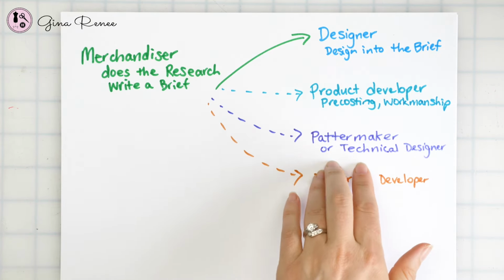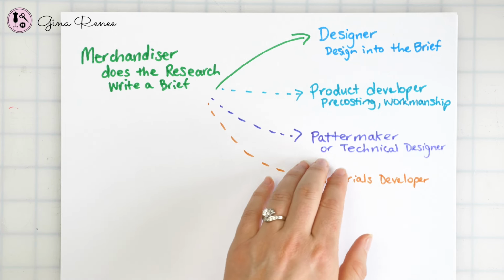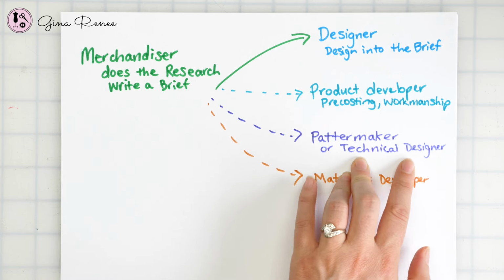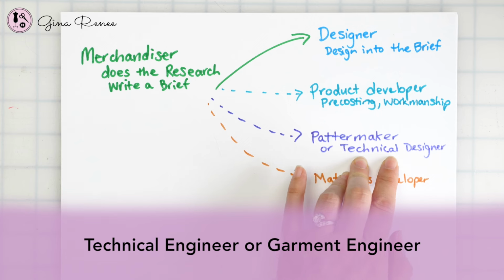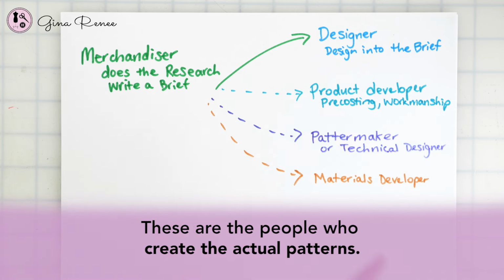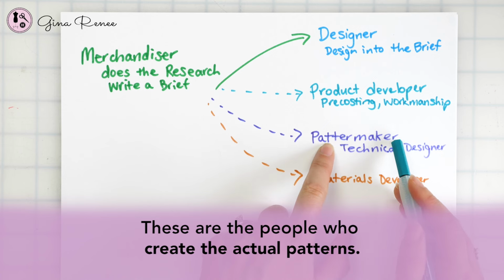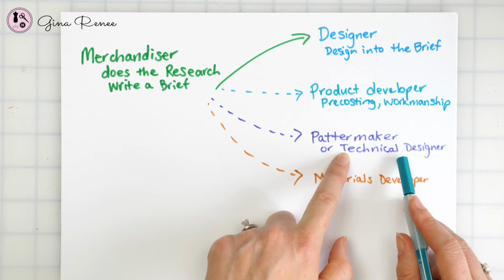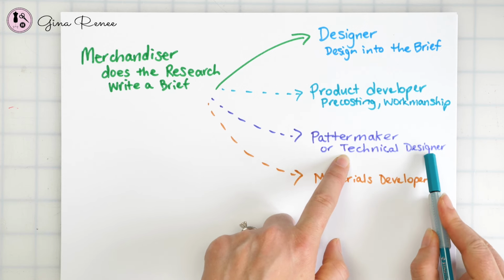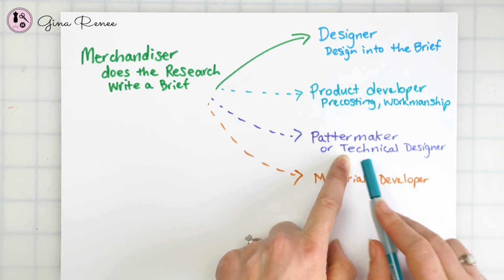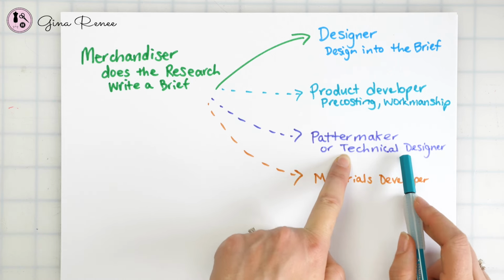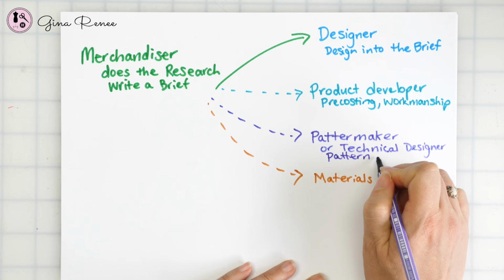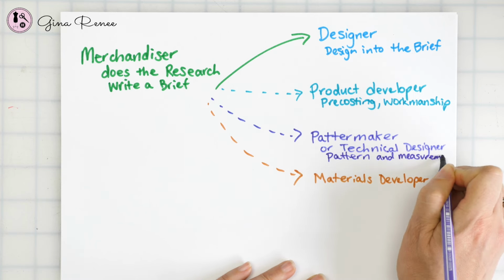Then we have the pattern maker or the technical designer. Most companies have either a pattern maker or a technical designer. Sometimes they could also be called a technical engineer or garment engineer. And these are the people who create the actual patterns, usually are the pattern makers, or the technical designer or garment engineer might give information to the factory for them to make the patterns, meaning they'll create a garment spec with the measurements that they want to achieve in the actual garment. So they handle the pattern and measurement spec.